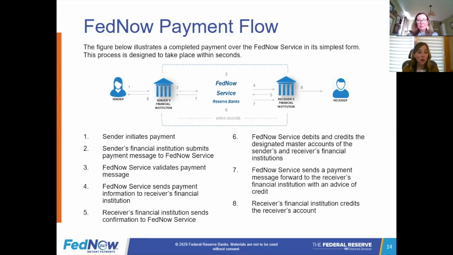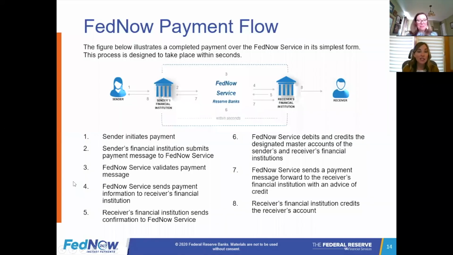And then in step 4, the FedNow service sends the contents of the payment message to the receiver's financial institution to seek confirmation that the receiver's financial institution intends to accept the payment message. At this point, the receiver's financial institution will have the opportunity to either confirm or deny that it does maintain the specified account.